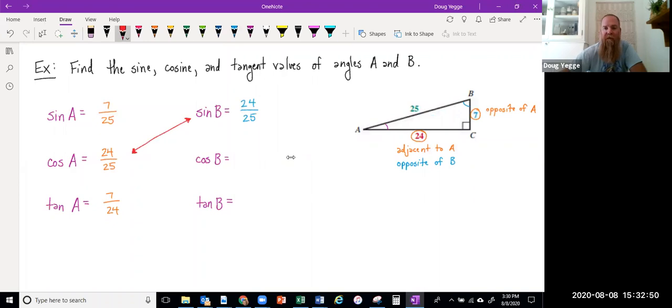All right, well now if you take a look at the cosine of B, it is the adjacent over the hypotenuse. The adjacent side is 7, and the hypotenuse is still 25. But wait, the adjacent side is 7 now, when it used to be the opposite side before. And it's because it all depends on what angle you're referring to. So the adjacent over the hypotenuse gives me 7 over 25.